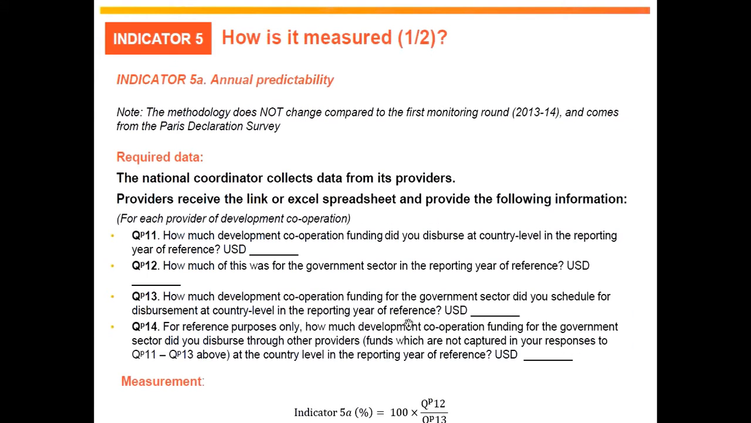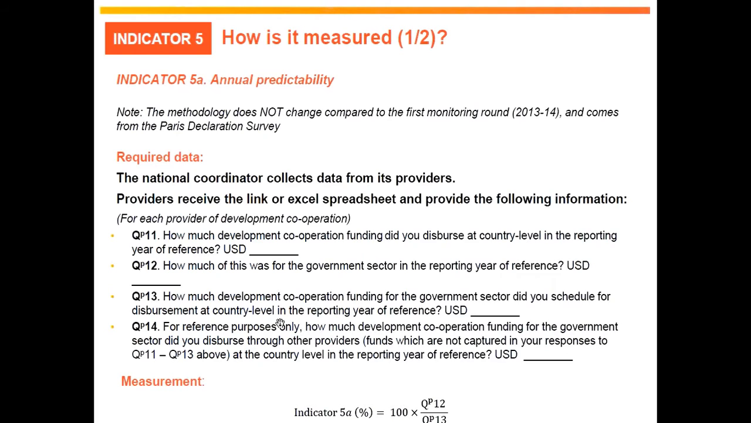Okay, so let's look first at annual predictability. So we're talking about the indicator 5 being broken down both into 5A and 5B, and now we're going to talk about indicator 5A, annual predictability. It should be noted that this is one of the indicators where the methodology is not changing for this monitoring round, and it also dates back to the Paris Declaration survey. So let's say it's one of the more established indicators in terms of methodology. And we can also form better trends with this indicator because it's been collected for a longer time.